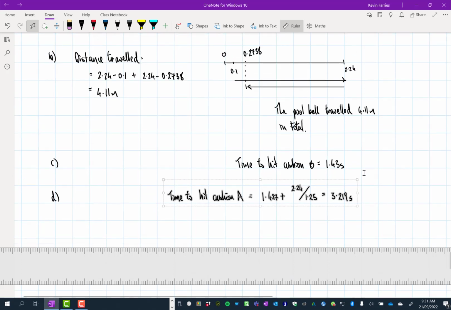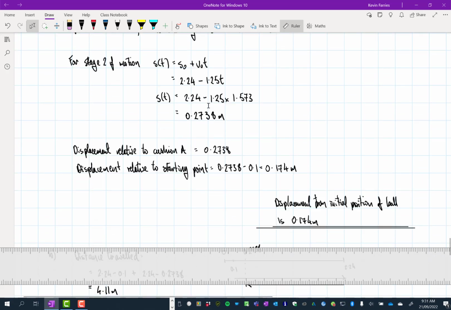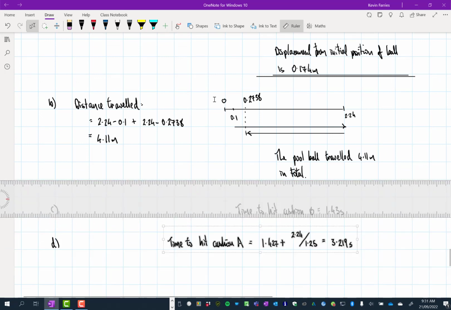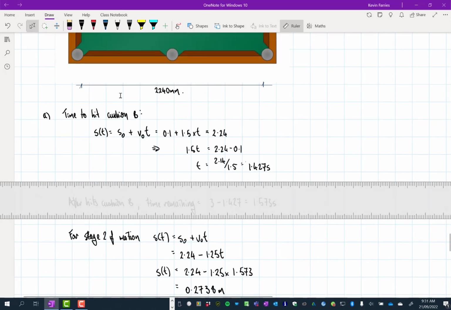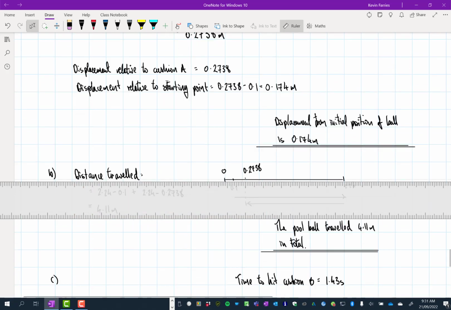Now it wants us to draw a diagram showing velocity, displacement and distance travelled by the pool ball at time t. So it's just looking for some graphs of this motion now. So what I'll do is I'll just underline my other answers first, and then we'll try and draw these graphs. And probably I'll add this to the question later as well and fix the question, but we'll just do this for the first 3 seconds like it was talking about up here.